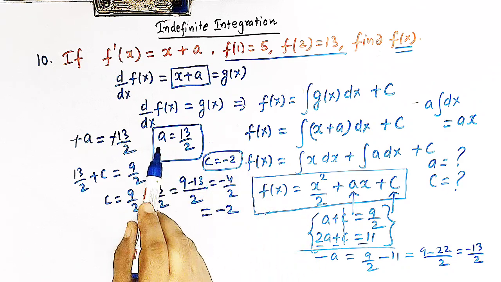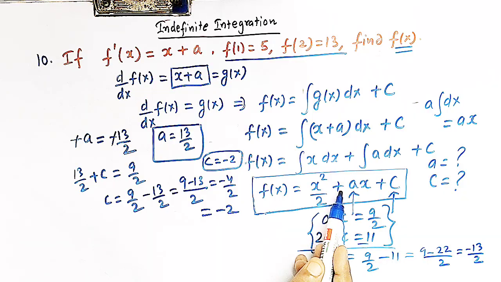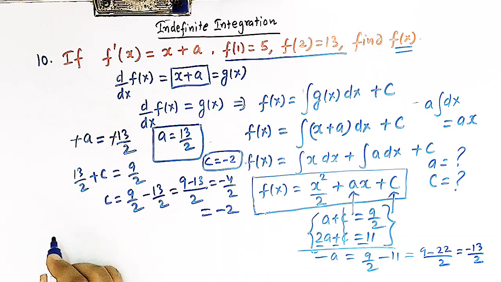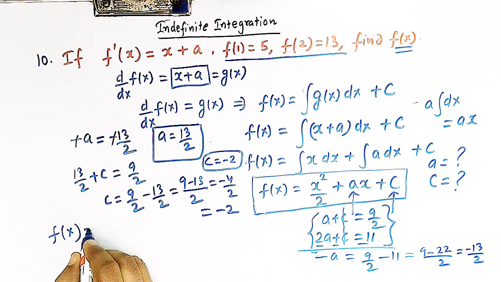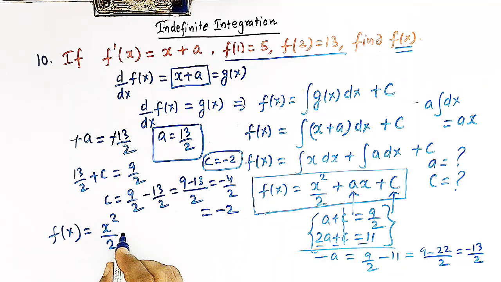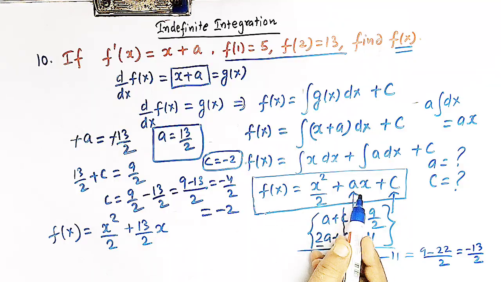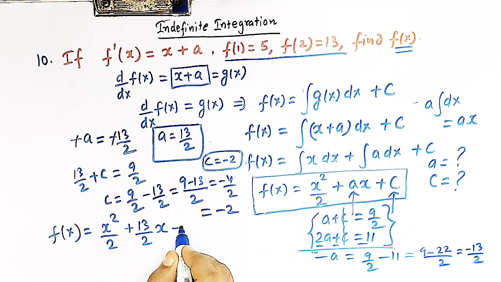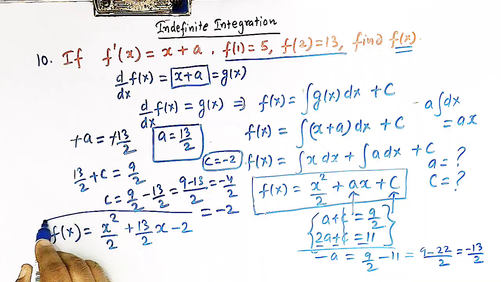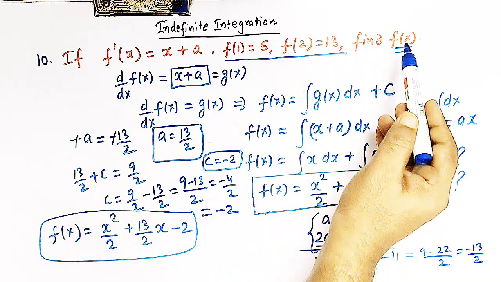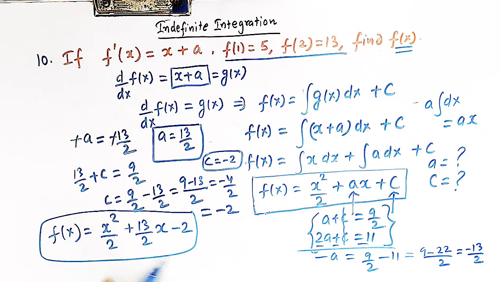Now let us substitute these values in this expression. So f of x is now given by x square over 2, and for a we have 13 over 2, and here we have x, and c is equal to minus 2. So this is our required function f of x, and from this expression we can see that the function f of x is a quadratic function.